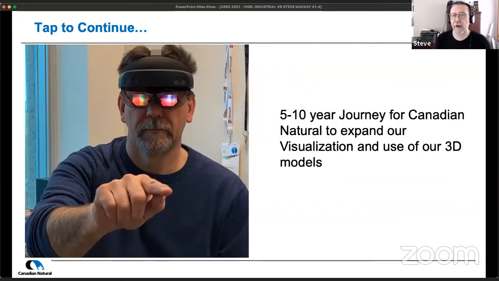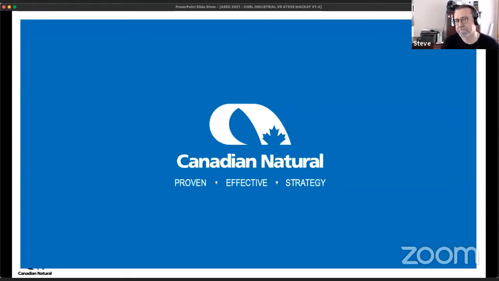And for us, it's a 5 to 10 year journey as we let technology get better and we keep increasing it. We're continuing to expand and leverage where Canadian Natural can use these 3D models that we already have and we keep up to date. How do we keep pushing and pushing as the new technology advances? So that's the presentation, and that's what we're doing at Canadian Natural with industrial VR and AR. So any questions I'd sure like to take.